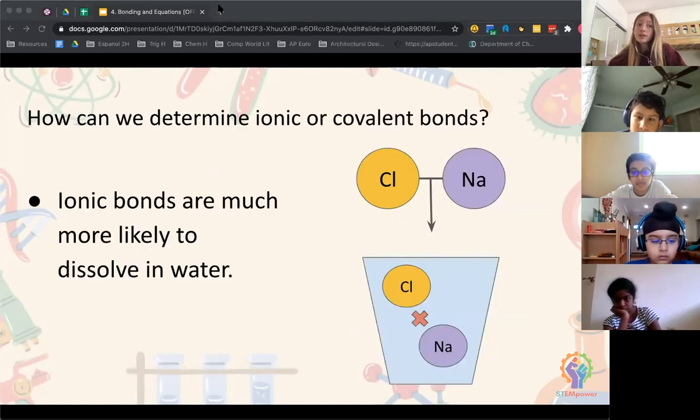And then the next question is, how can we determine whether a bond is ionic or covalent? Typically speaking, ionic bonds are much more likely to dissolve in water. For example, table salt, as we know, does dissolve in water, and it is ionic.